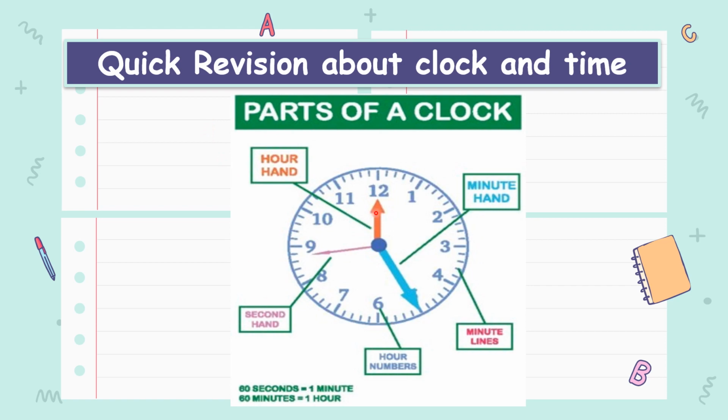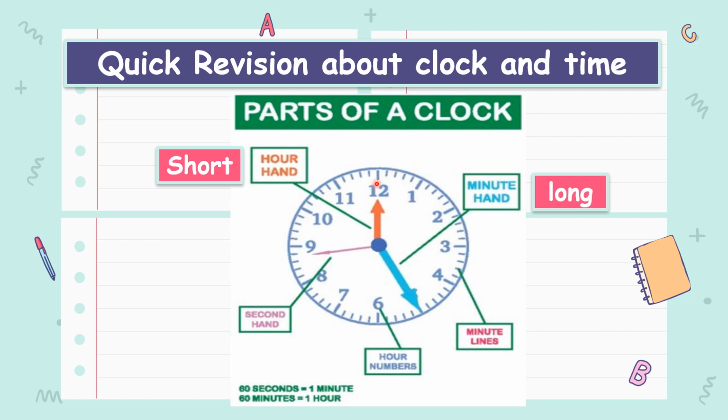Now let's look at the red one. The red needle here is known as the hour hand. The hour hand is short. Alright? The long blue needle is known as the minute hand. The minute hand is long. And we have the second hand and this line here.